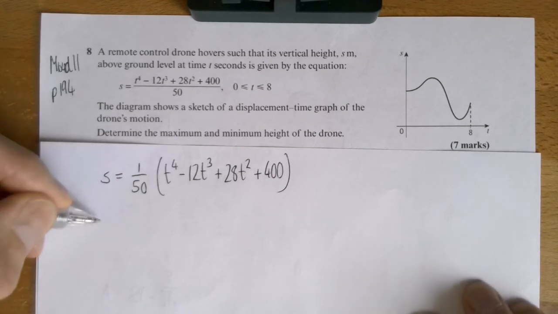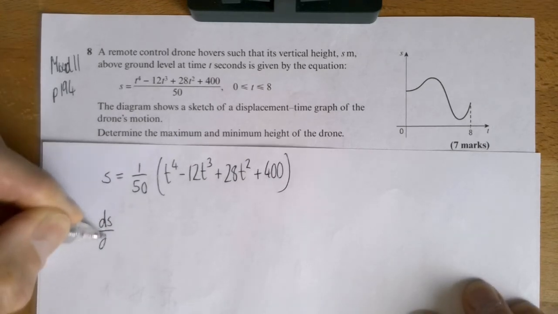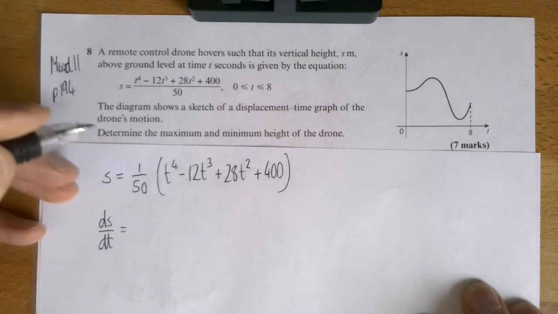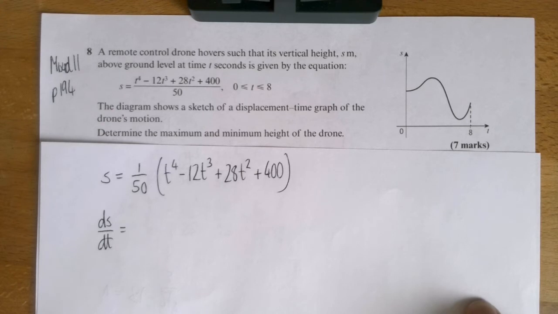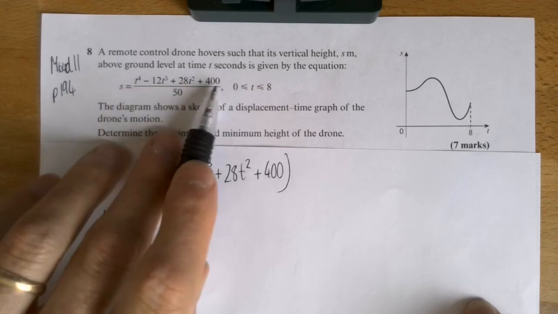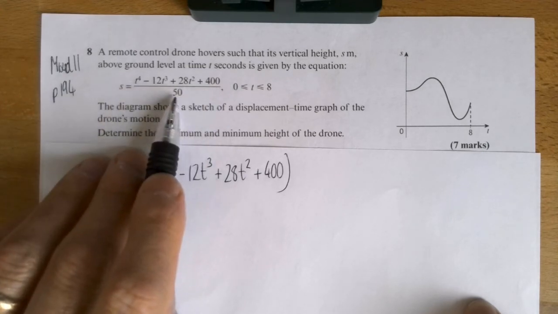Now actually, ds by dt is a formula for velocity, isn't it? But we're using it in a different way here. We're using it to find maximum and minimum. We did that last Thursday. A little trick here though. This formula here looks really fiddly because we're dividing everything by 50.